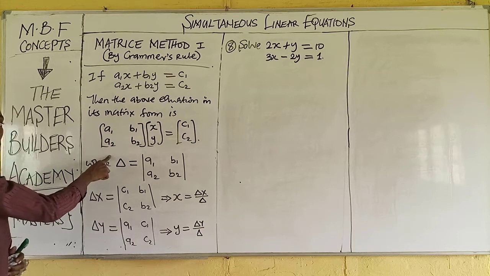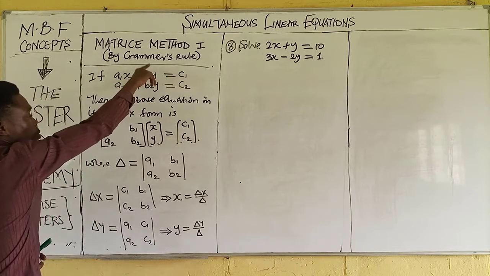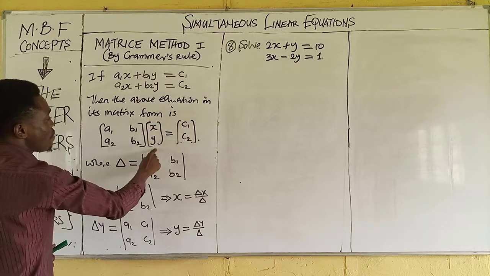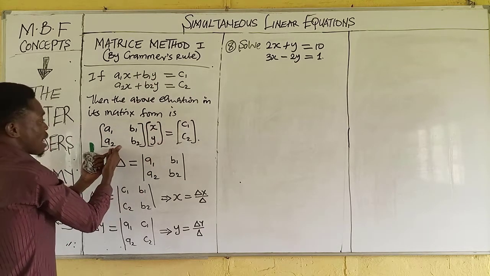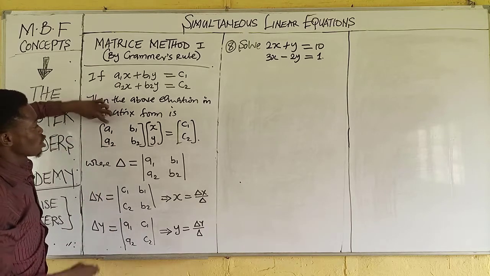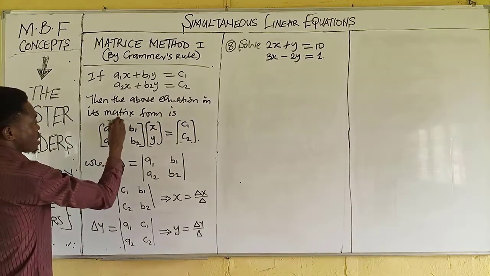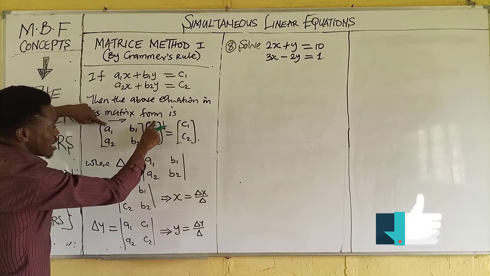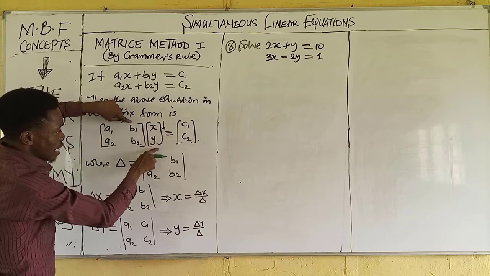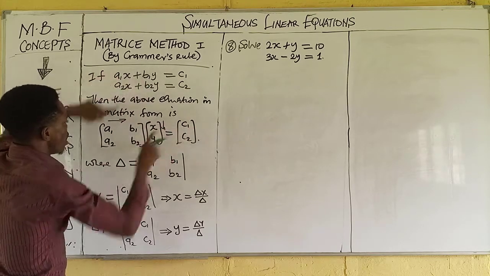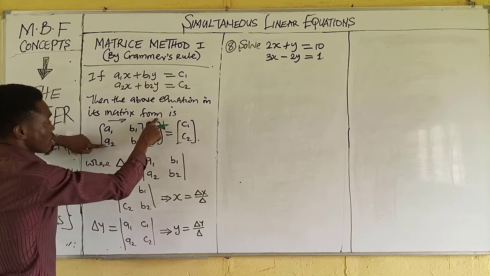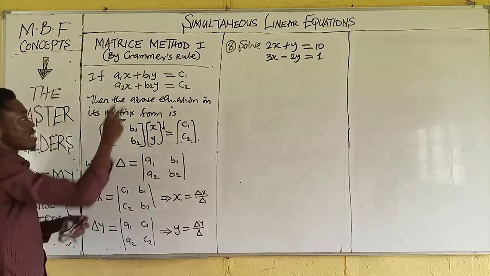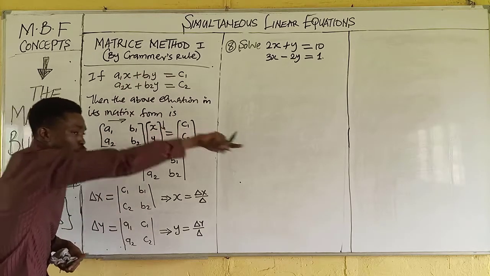So the above equation in matrix form is: the coefficient of X will form column 1. The coefficient of Y, the second variable, it can be any other variable, will be column 2. Then you have X and Y as the column that multiplies this matrix. If I multiply this matrix, we get A1 times X plus B1 times Y, which is equal to this. Then similarly, A2 times X plus B2 times Y. You will get this equation back. So this is the simultaneous equation in its matrix form.